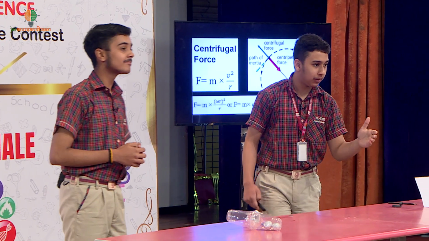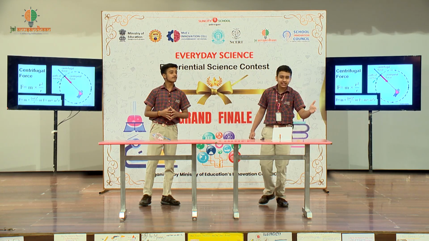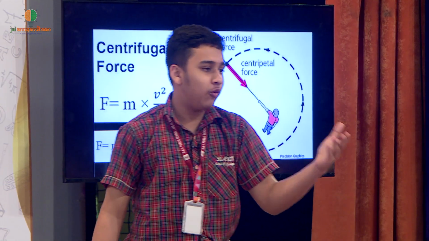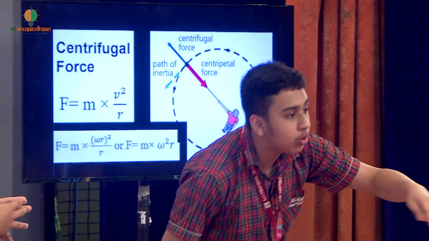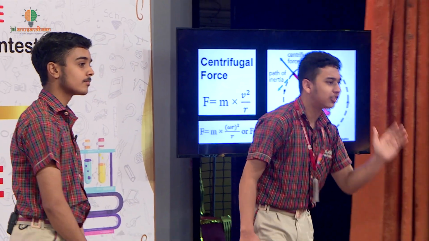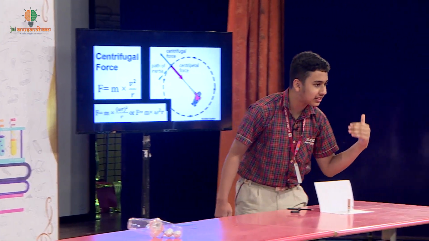The word centripetal force was given by Sir Isaac Newton, and we must know how to find its direction then. Well, it's pretty easy. In a circular path, in uniform circular motion, the magnitude of velocity stays constant even though the direction changes.